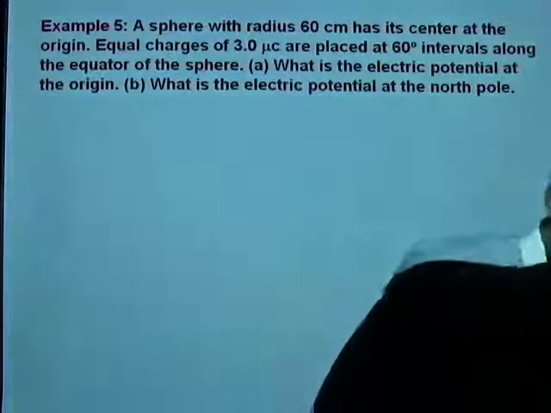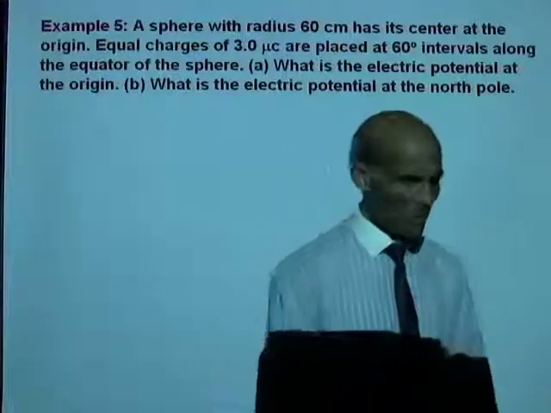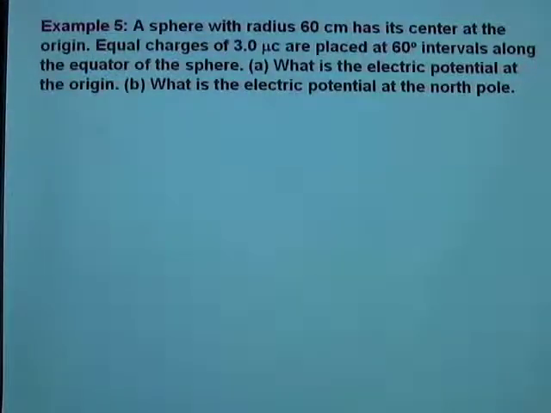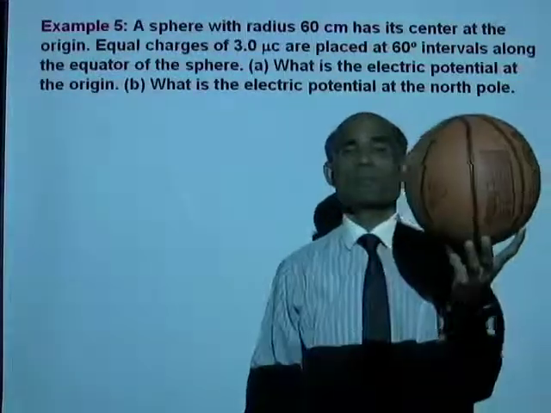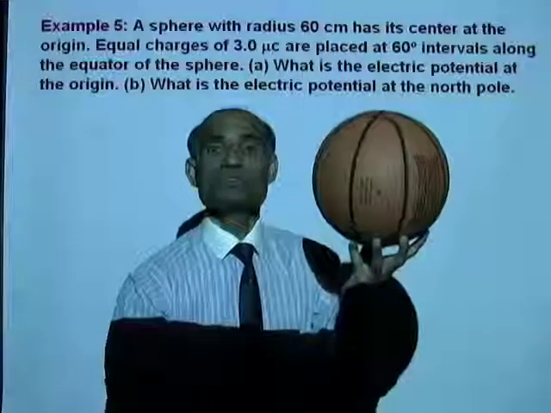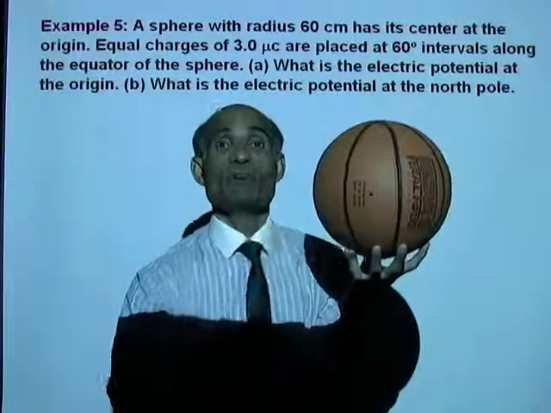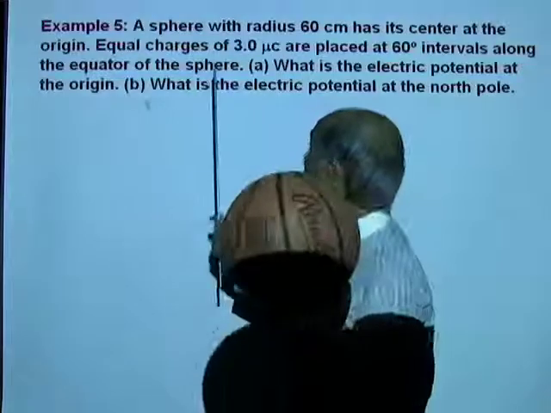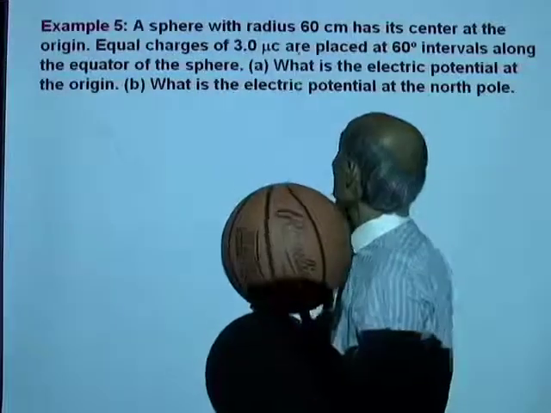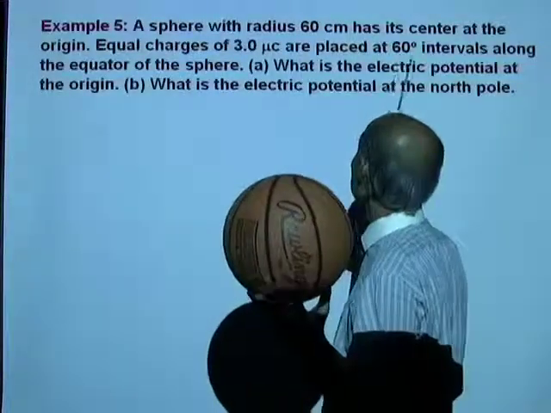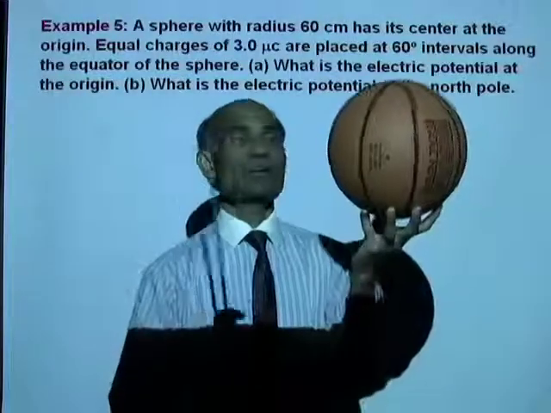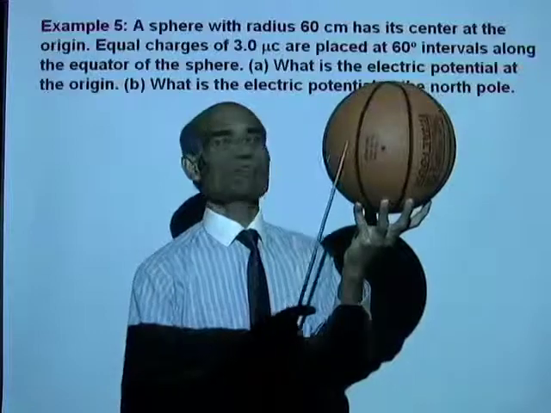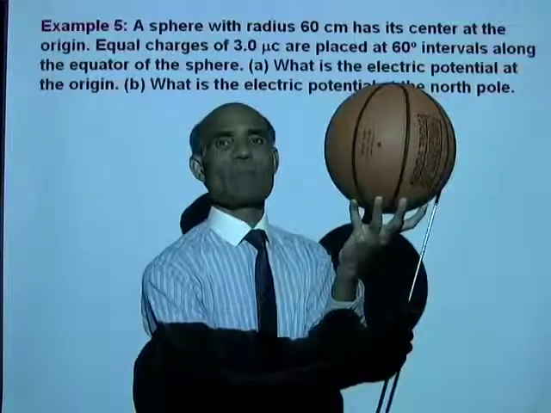Well, I'm looking for my basketball. You know how handy that comes when we deal with spheres. Now, here is the sphere. What are we supposed to do? And what do we have? We have equal charges of 3 microcoulomb are placed at 60 degrees intervals along the equator. Now, look at the equator of the sphere. This is the equator of the sphere.